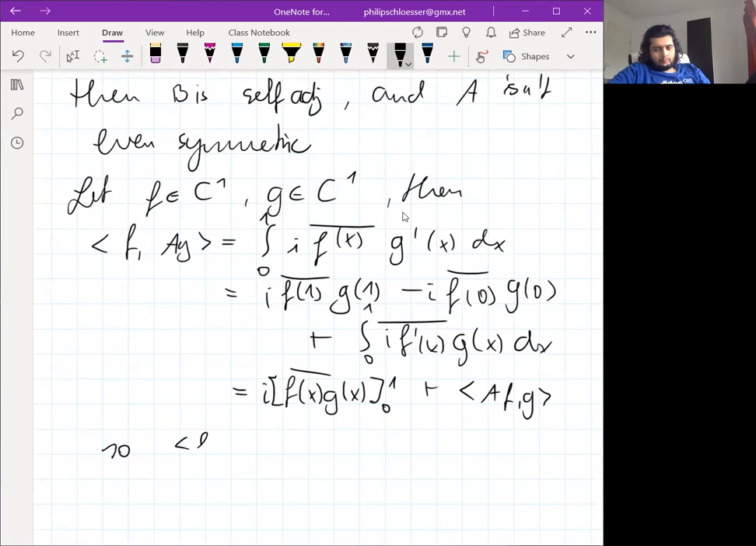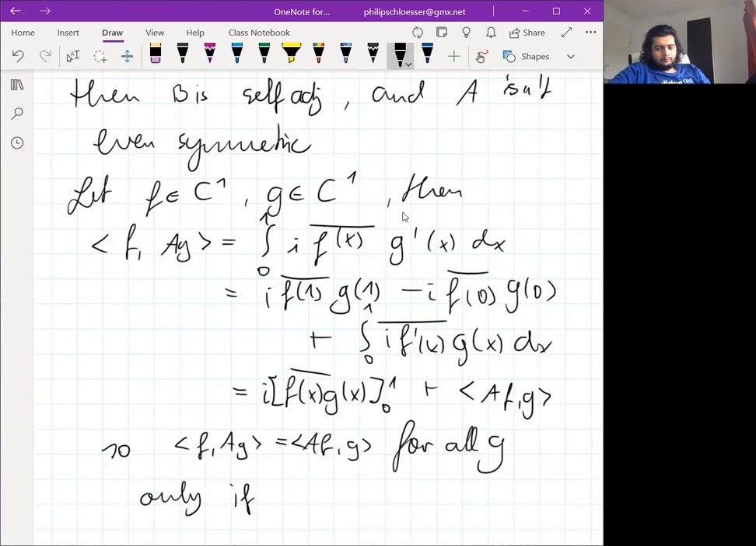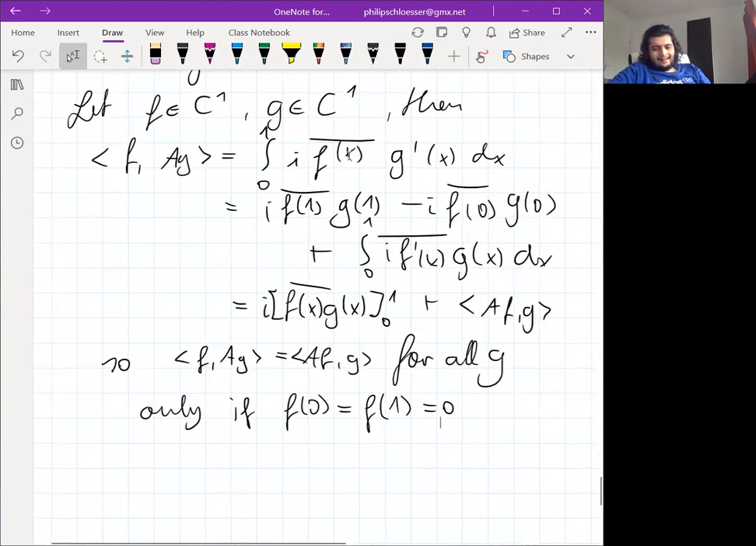So we have FAG is equal to AFG only if... sorry, this is the same for all G. Well, potentially we can choose G to be arbitrary. So the only case in which this can be is if f at 0 and f at 1 is 0. Yeah, this clarifies things to me, but it doesn't really clarify them because in this case, it is not even symmetric to begin with.